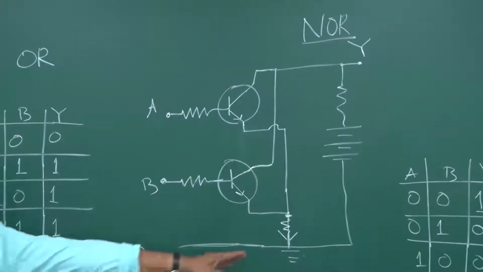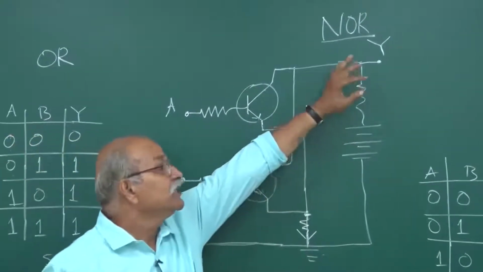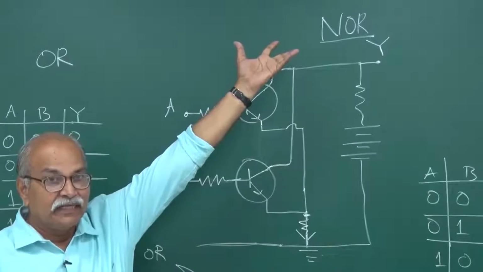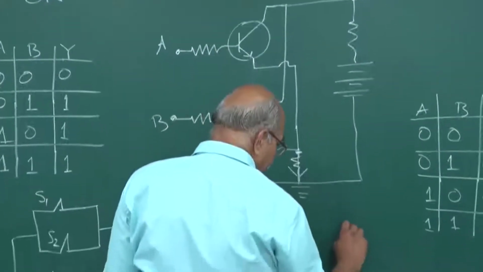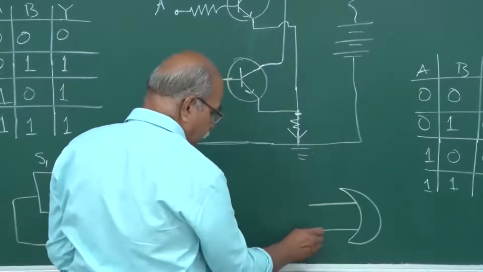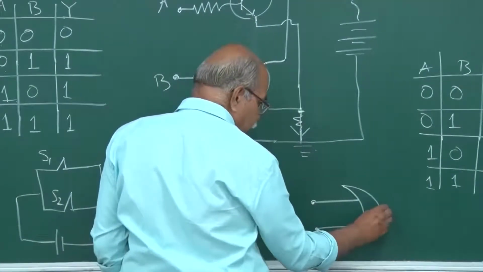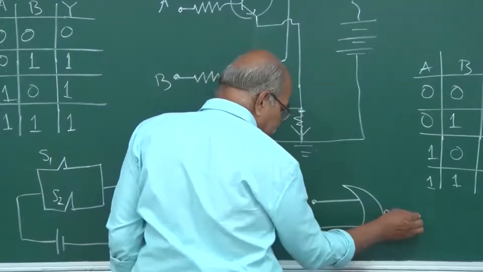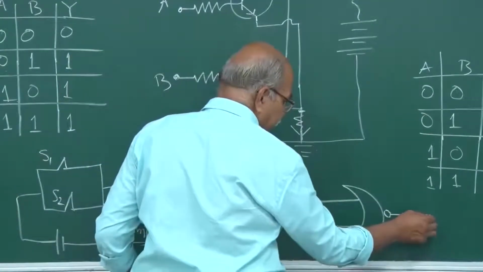Okay. If you take the output from here, it becomes an OR gate. If you take output from here, it becomes a NOR gate. And what is the symbol? The symbol is, you make an OR symbol and then you put a circle here to show that NOT operation, and then you have the output point. So that's the symbol.